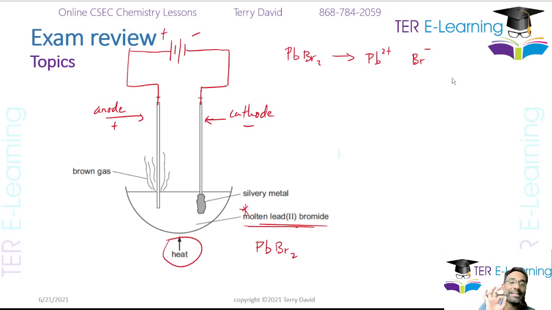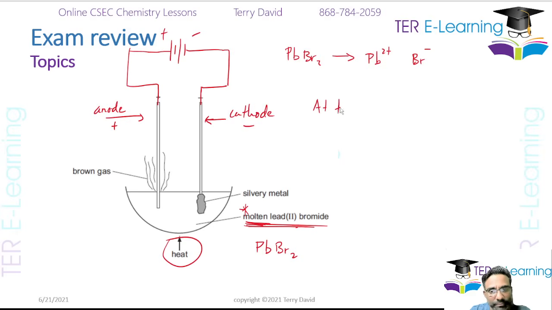Do not come and say we have water present. Water is not present here because you've taken the lead bromide and heated it sufficiently so that it melts. So there's no water present. In this particular one, notice I have molten lead bromide, so I haven't added any water at all. So I only have two ions present. Let's do it like this.